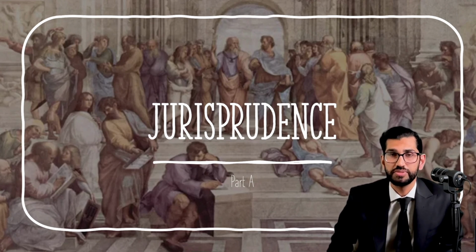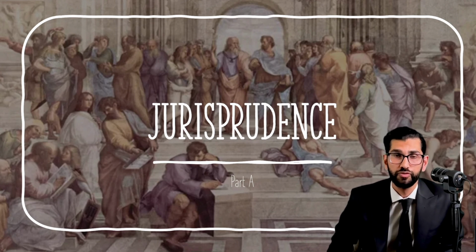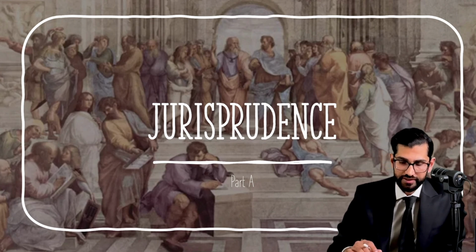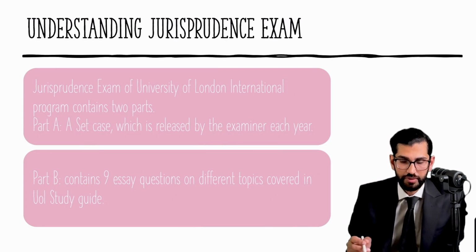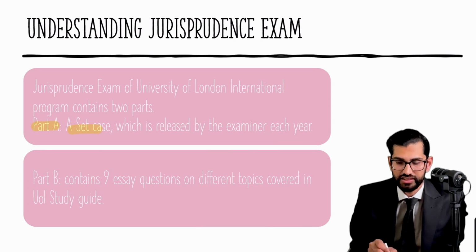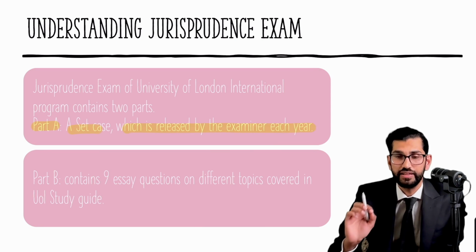This video is specifically designed for the year 2024 exam, which is the same for both May-June and October. So if you're preparing for the May-June 2024 exam, this video will definitely help you to prepare the answer for part A. Now, having said that, the jurisprudence exam of the University of London program contains two parts. The first part is part A, which is a set case which is released by the examiner every year.